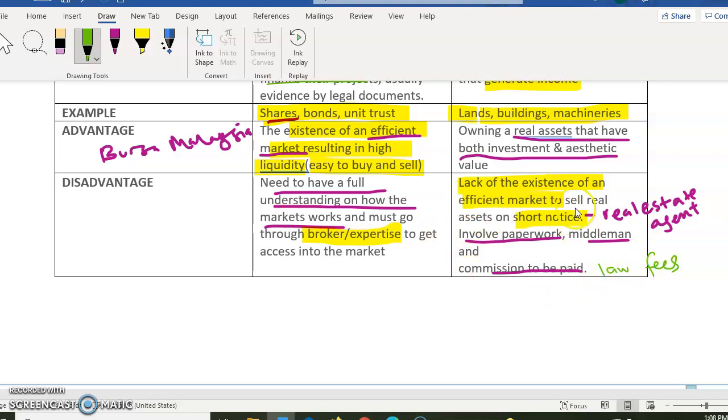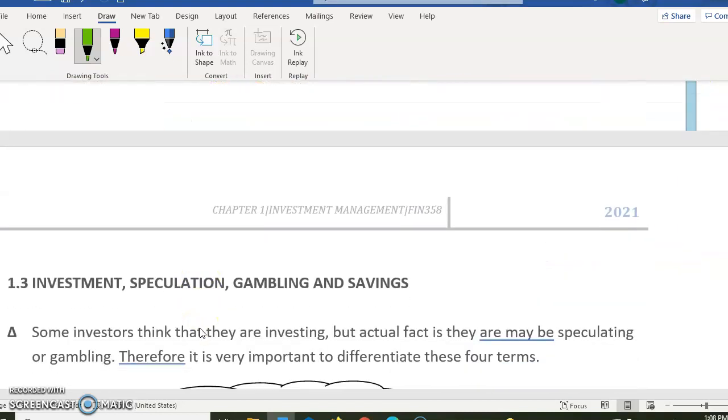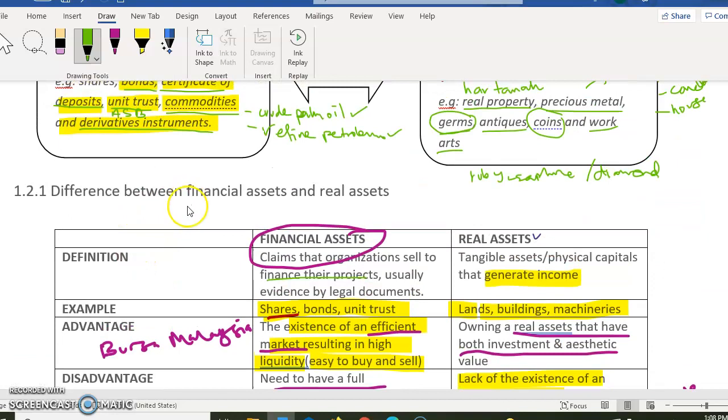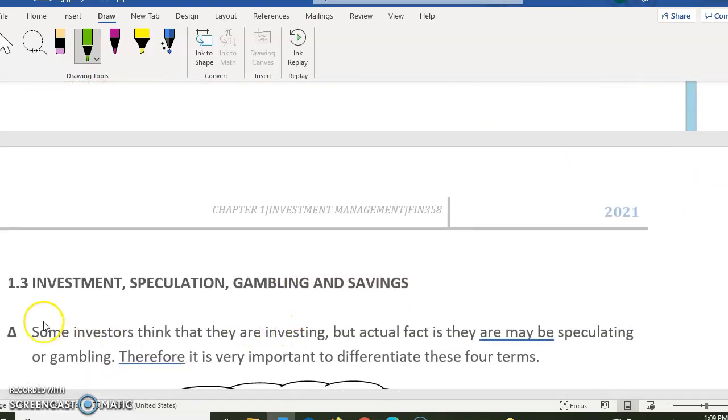So ini semua adalah kekurangan ataupun disadvantage for real asset. Okay. So I hope you understand the differences between financial and real asset. So the next topic we will discuss on the concept of investment, speculations, and gambling, and also savings in another video.